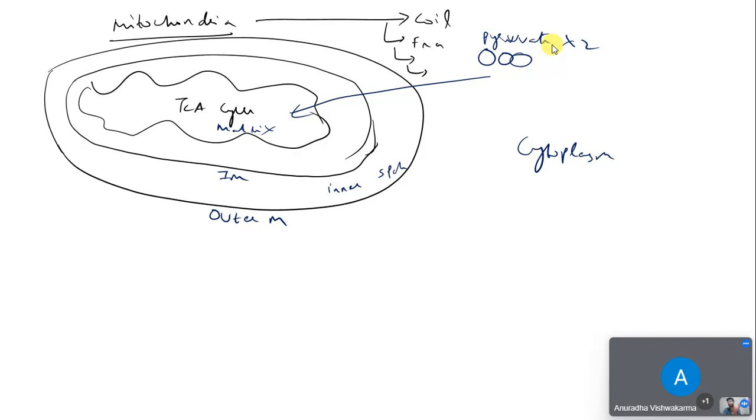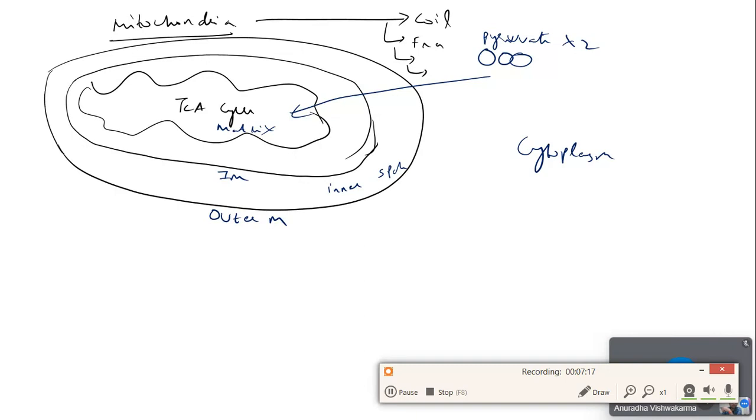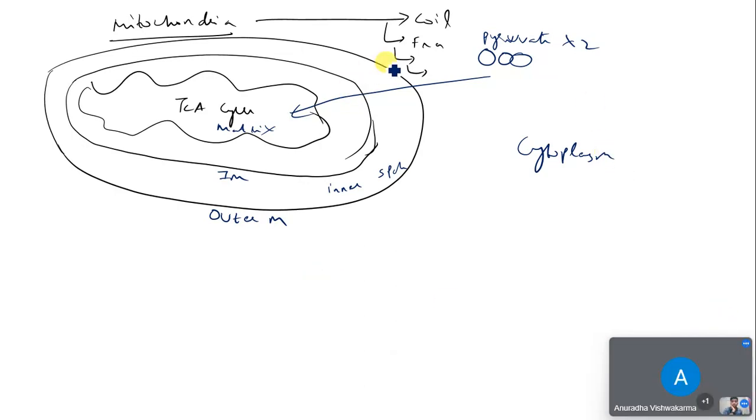We have two membranes, the outer membrane and the inner membrane. Which is more permeable? The outer membrane is more permeable. So most of the pyruvate can easily diffuse into the intermembrane space. From there it has to go inside the matrix, and for this we require special transporters.